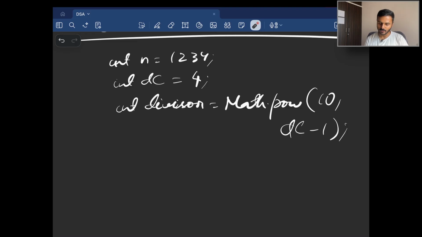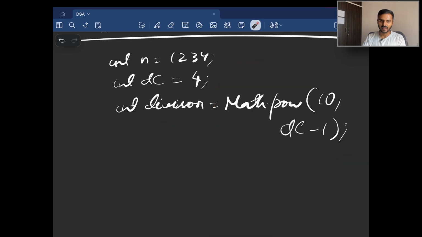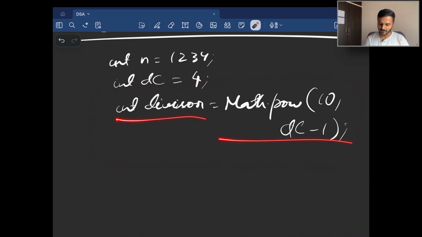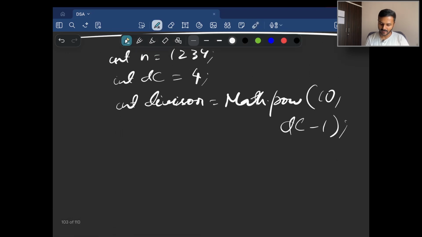And by the way, similar to the log 10 method, this will give us a double value. So we'll have to cast it to int. But let's keep that for the time when we are writing code in IntelliJ. For now, let's just consider this statement and move on. So we've got divisor, right? So we have n, we have digit count, we have divisor. The next thing to do is calculate the quotient and the remainder. Now to calculate the quotient and the remainder, what we will have to do is divide n by the divisor. This will give us the quotient.